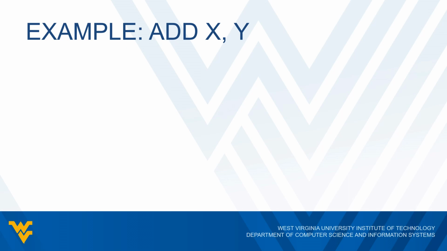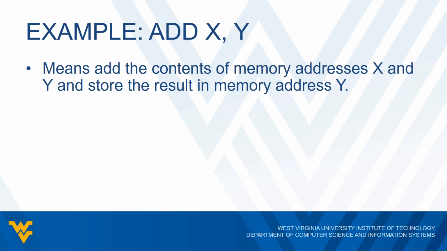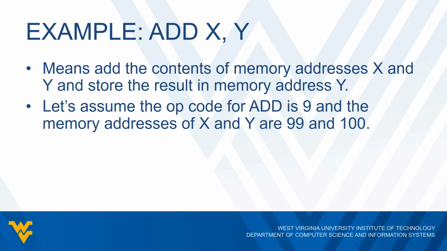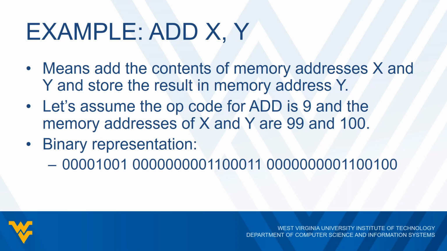For example, let's say we want to perform the operation add x comma y. This means we're going to add the contents of the memory addresses x and y, and we're going to store that result in the memory address y. Just for our purposes, let's assume that the opcode for add is 9. And let's say the memory addresses for x and y are 99 and 100 respectively, and all three of these numbers are decimal. So the binary representation of this instruction would be something like this.